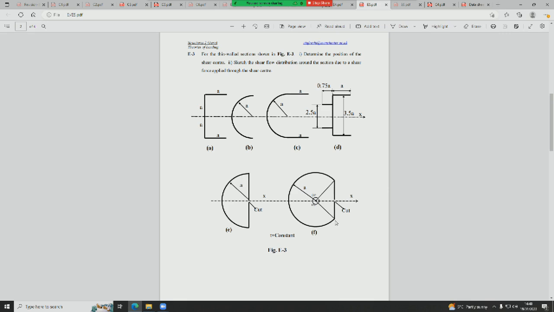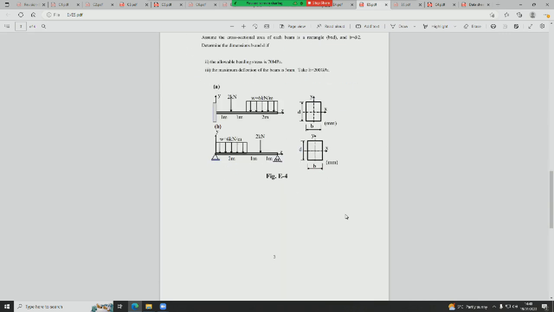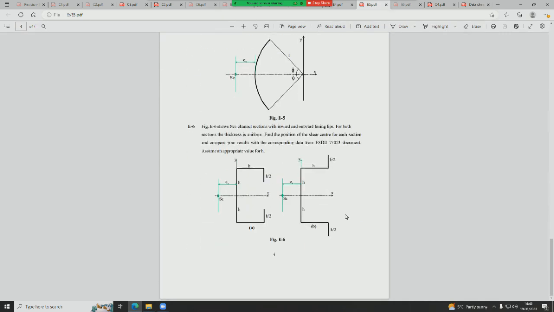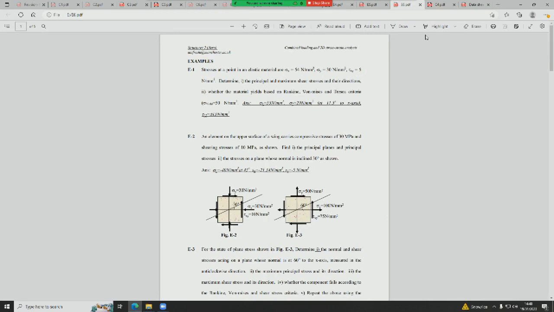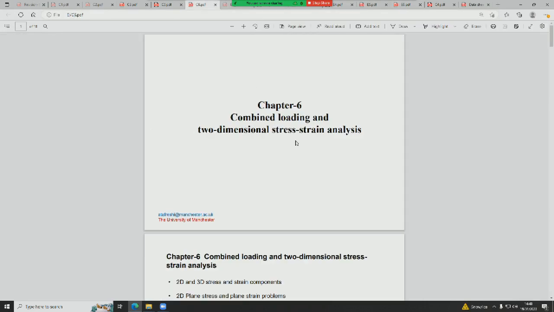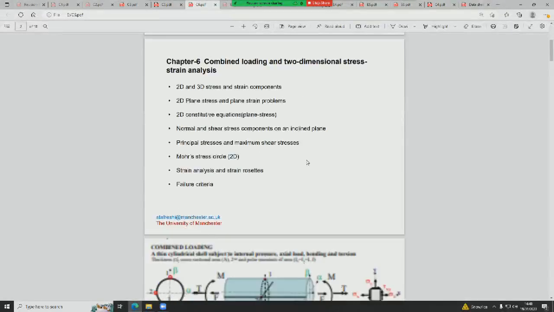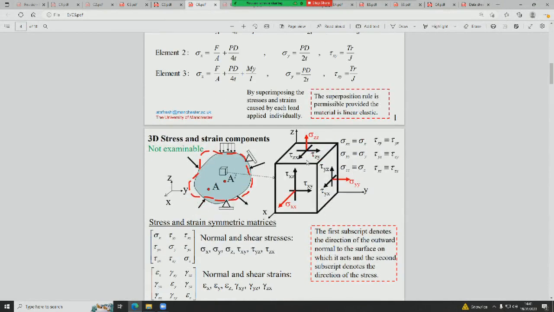Any other questions in relation to this chapter? Any other questions? Did I answer all the questions? Yes? Okay. So chapter 6, any problem with chapter 6? Two-dimensional stress strain analysis, and we focus on the components which were subject to combined loading. Any problem with this chapter? Yes, please.